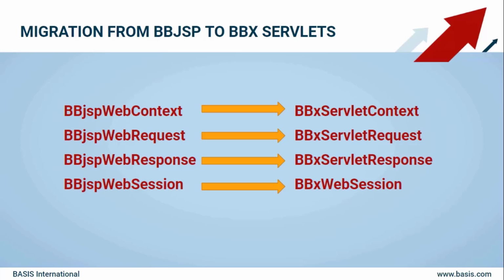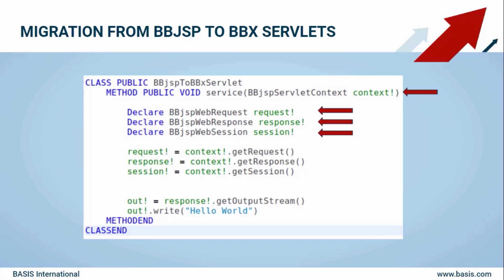In my previous presentation, I briefly touched on how you could simply change the BBJSP servlet context, BBJSP web request, BBJSP web response, and BBJSP web session to convert a simple BBJSP servlet into a BBx servlet. This ease of migration is illustrated here with this simple Hello World servlet. As you can see, all that was changed were the object declarations for the servlet context, request, response, and session, and now we have a working BBx servlet with the same functionality as the simple BBJSP servlet. But not all projects are this bare bones. So, what would be required to migrate a larger, more complex project?